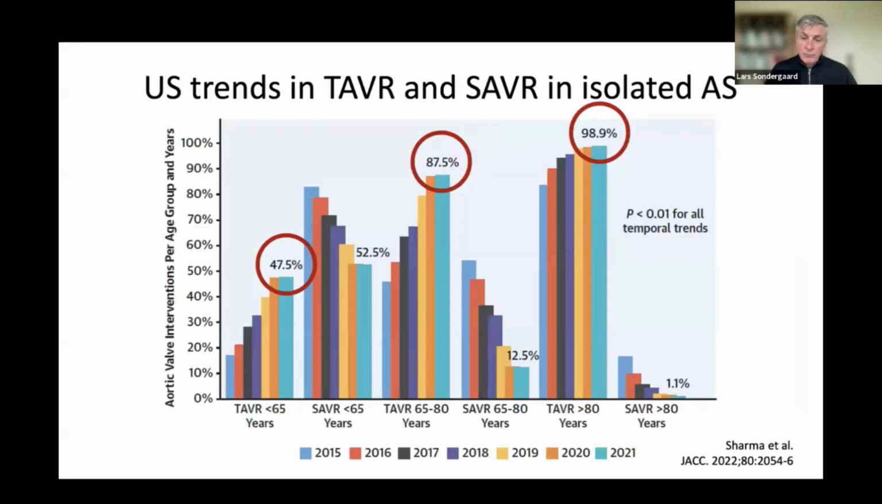But as I said before, real-world practice in the US is far outside the guidelines and the evidence. For the elderly patients, it's almost 100% of the patients undergoing TAVI. Even in the patients between 65 and 80 years, where it should be a discussion of the 2 treatment options, it's 87% of the patients undergoing TAVI. And even for the younger patients, it's close to half of the patients undergoing TAVI.